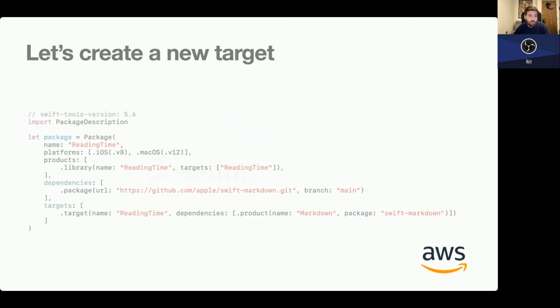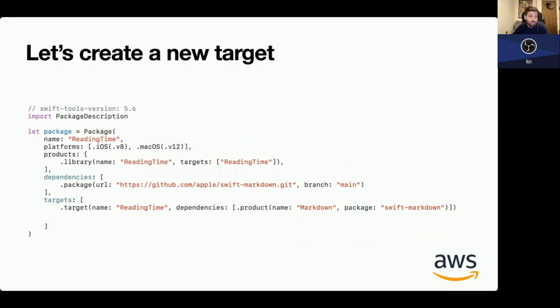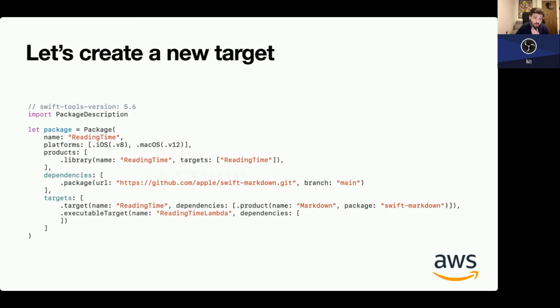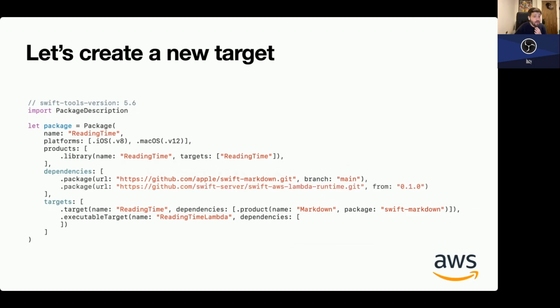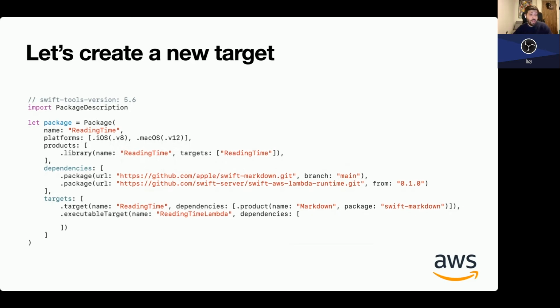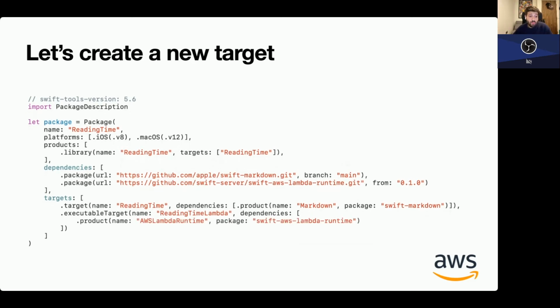So we go back to our Package.swift and we create a new target. In this case, it's going to be an executable called reading time lambda. And I'm going to bring in a package called Swift AWS Lambda Runtime. And this comes from the Swift server GitHub account. And yeah, I bring in 2 dependencies. One of them is going to be the AWS Lambda Runtime. So this will allow me to create Lambda handlers and closures that I can run my code in. So every time the Lambda gets triggered, I can run some Swift code.